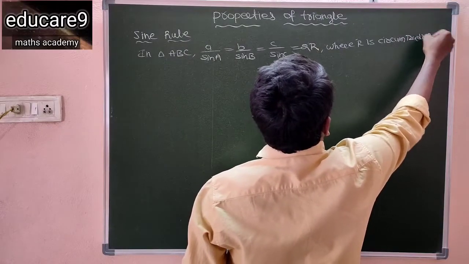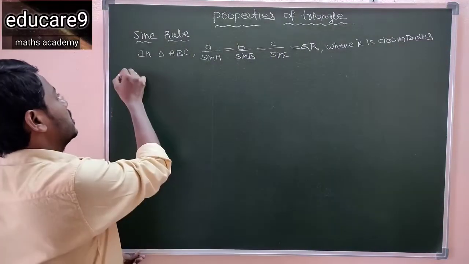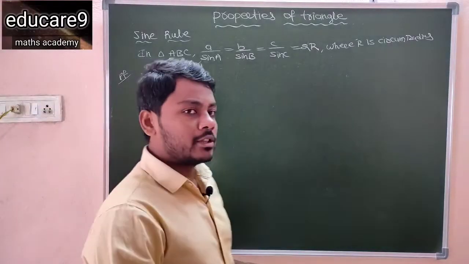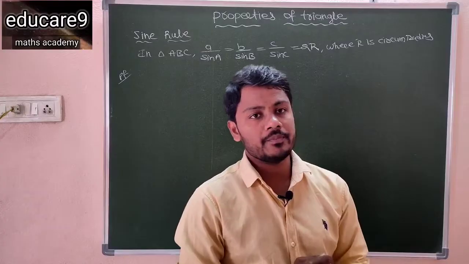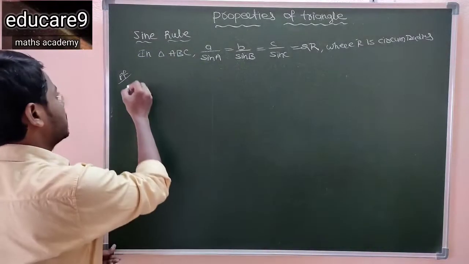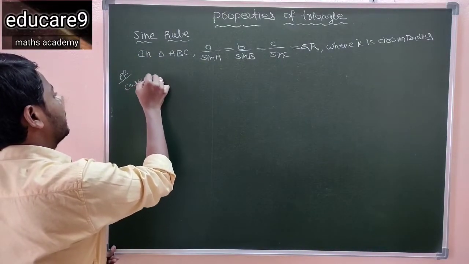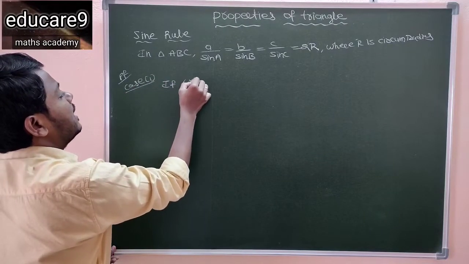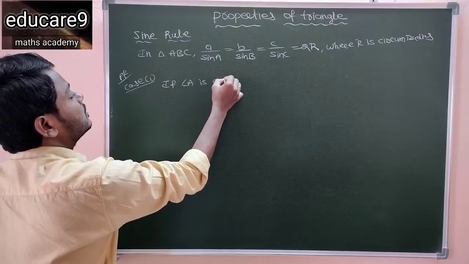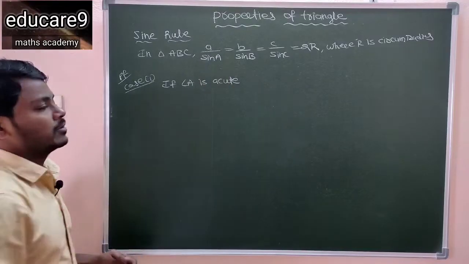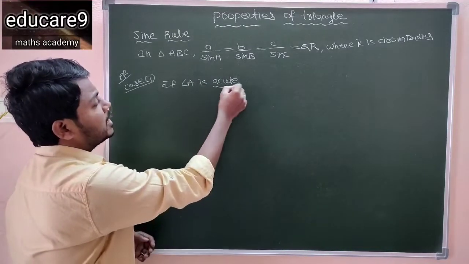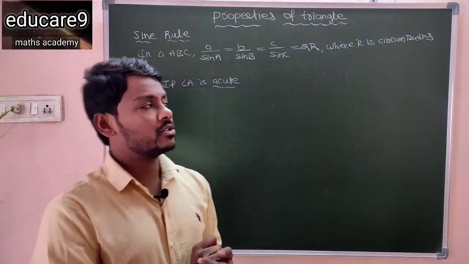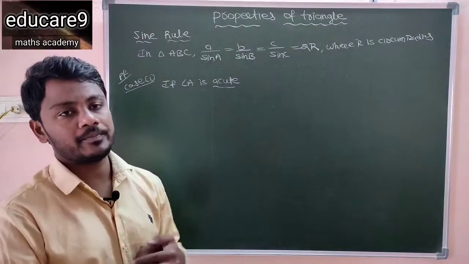So see the proof. Here there are a total of 3 possibilities. See here the first one. Case 1: if angle A is an acute angle. Acute angle means the angle lies between 0 and 90 degrees. So then only this angle is acute.